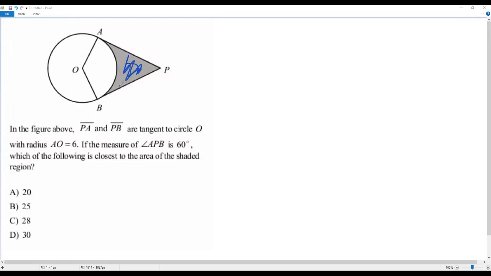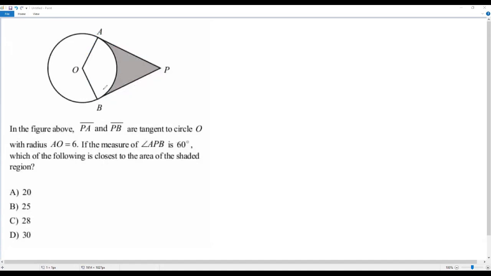Okay, first let's plan how to solve this problem. That is, how to get the area of the shaded region. My idea is to get the area of this quadrilateral OAPB, that is the four-sided polygon. Once we get the area of this quadrilateral, then I will get the area of this sector OAB over here. Now we have to subtract the area of this sector OAB from the area of the quadrilateral OAPB to get the area of the shaded region.